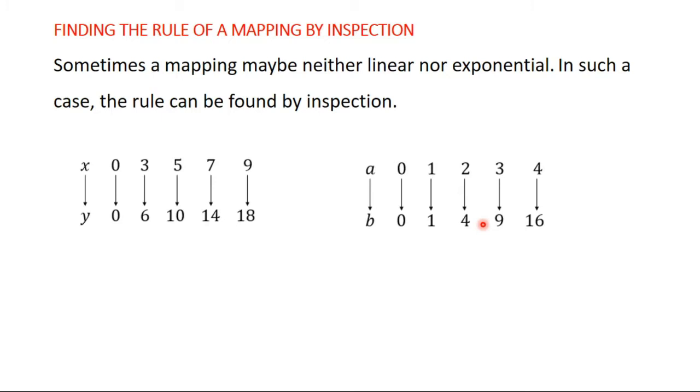So how then do we find the rule or the formula? This can be found by what you call inspection. You inspect the elements in the mapping. How do you do this inspection? Let's pick some examples and see how this is done.